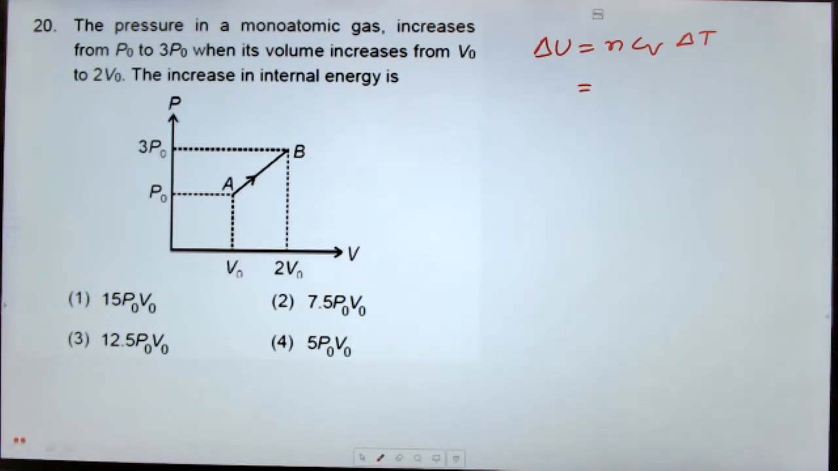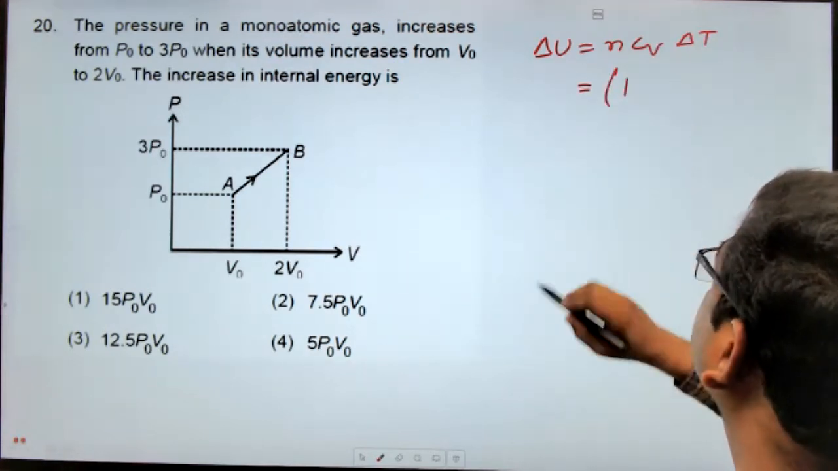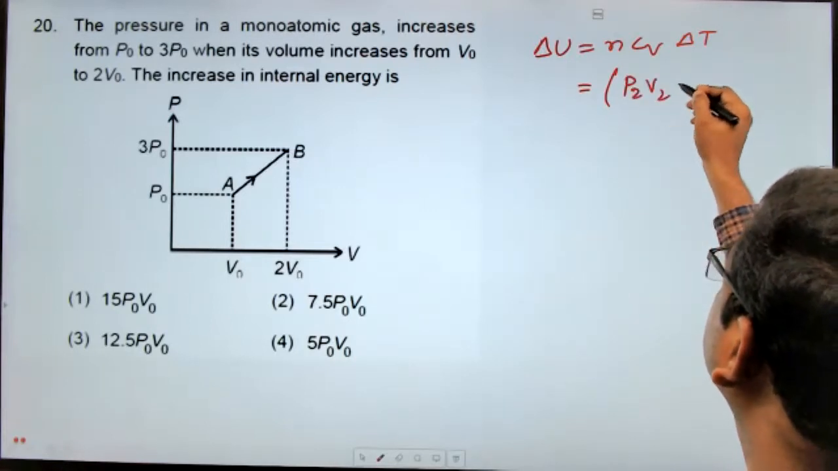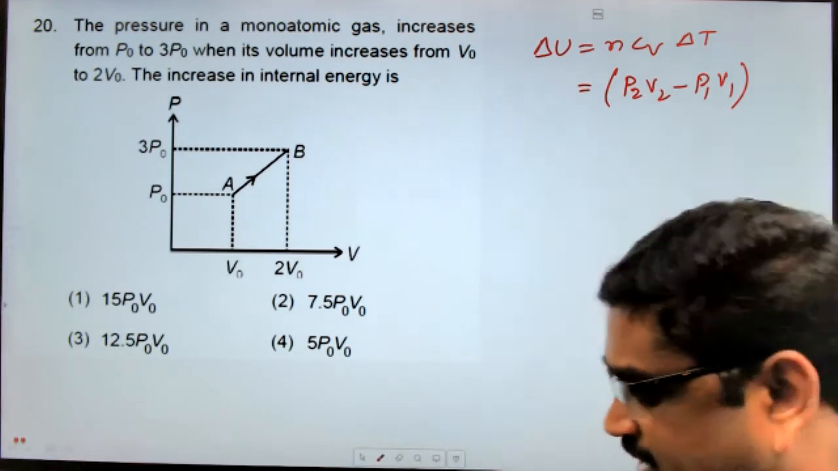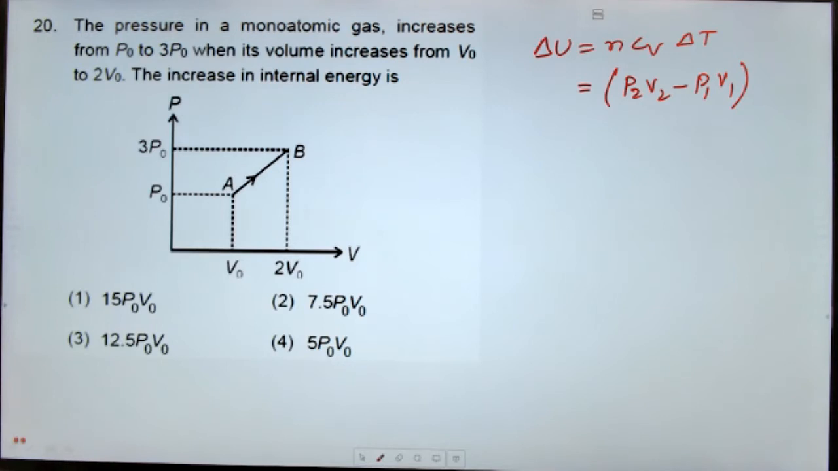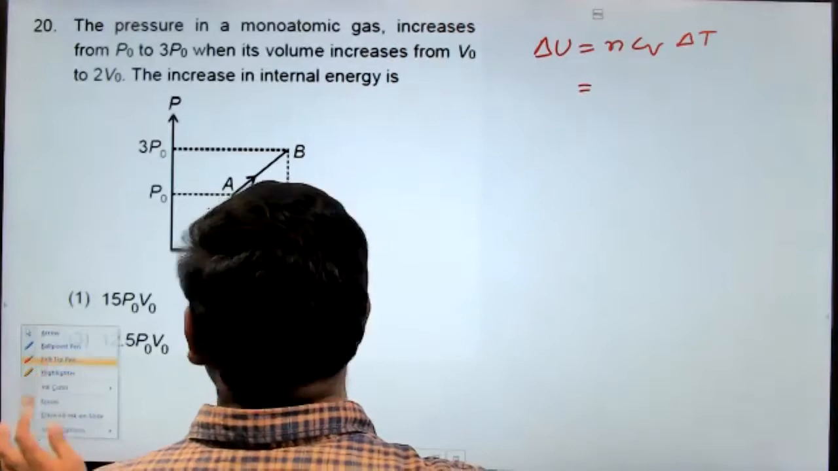nCvΔT can be written as P2V2 minus P1V1. PV equals nRT, no? So we can write it like this also. Can I write like that? Check it once. So first substitute the Cv value. After that, go with that one. First substitute the Cv value. What is the value of Cv?